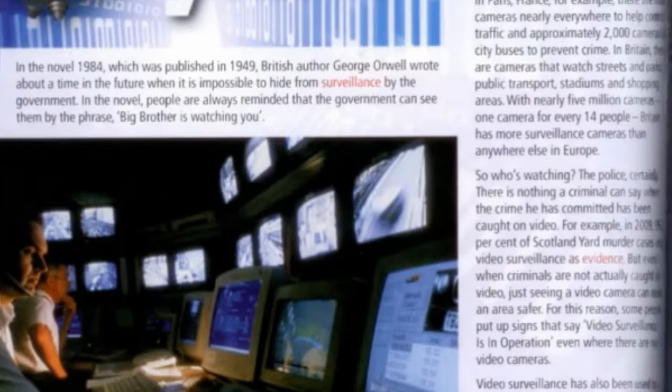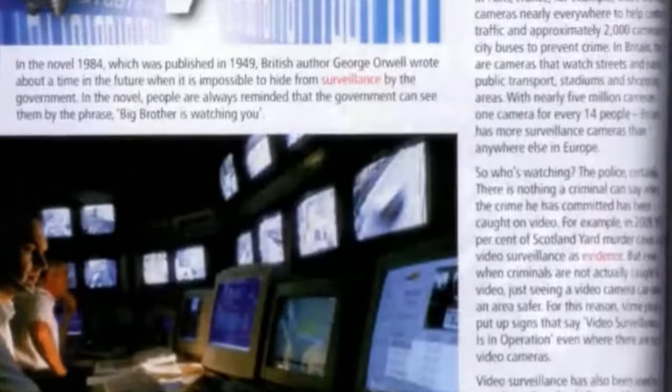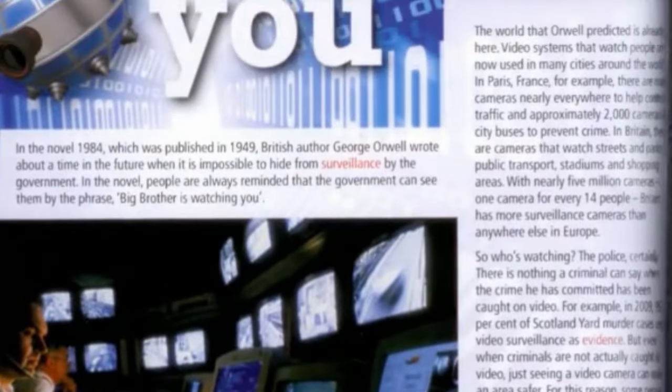Mei Yan says number 5 is true. Let's look at number 5. There are surveillance cameras at sports events in Britain. From where did you get the answer, Mei Yan? Which paragraph, which sentence? How do you know that this is true? Let's look at the second paragraph. Did it mention anything about sports?